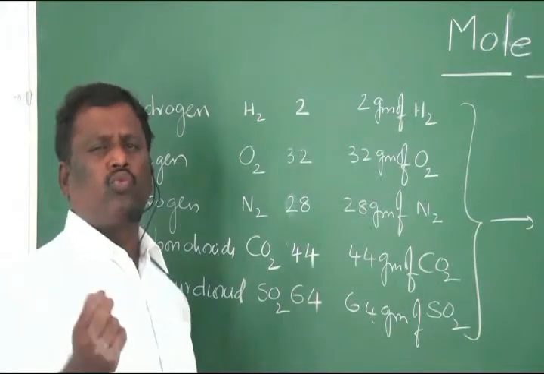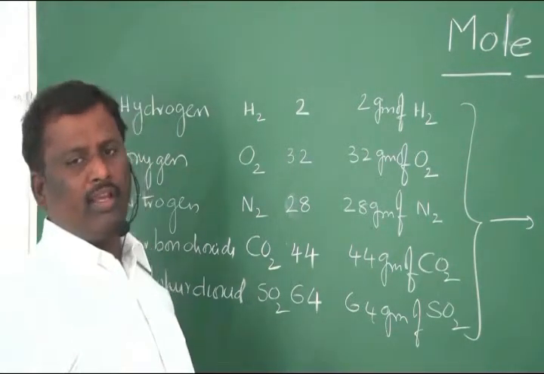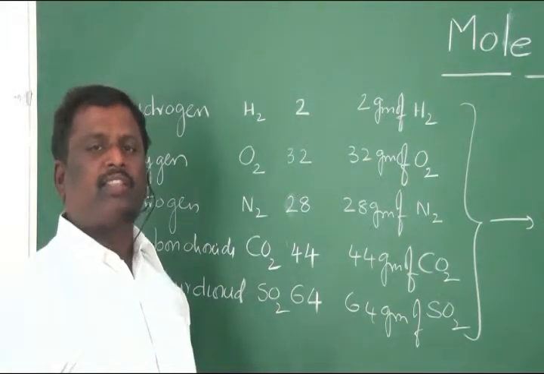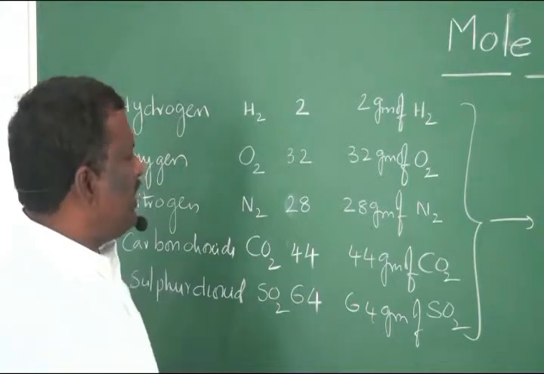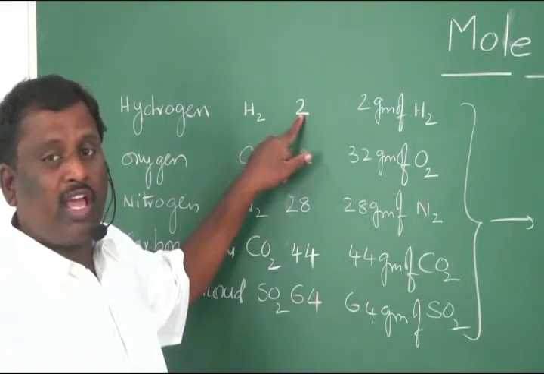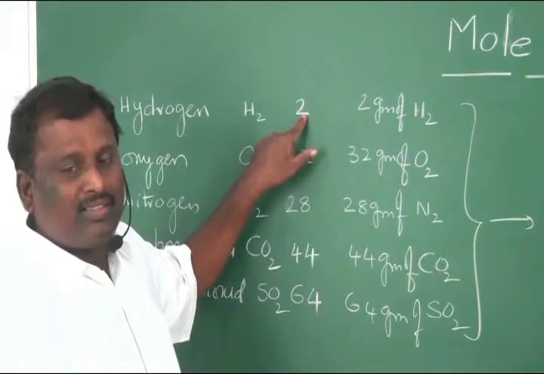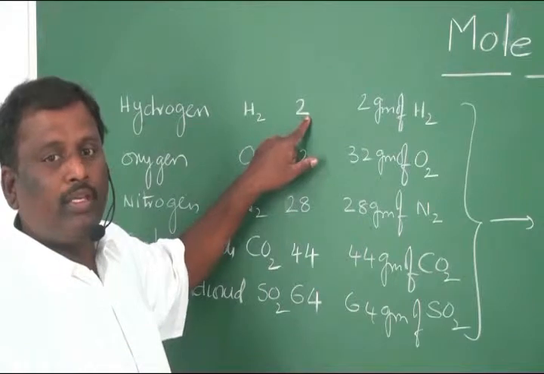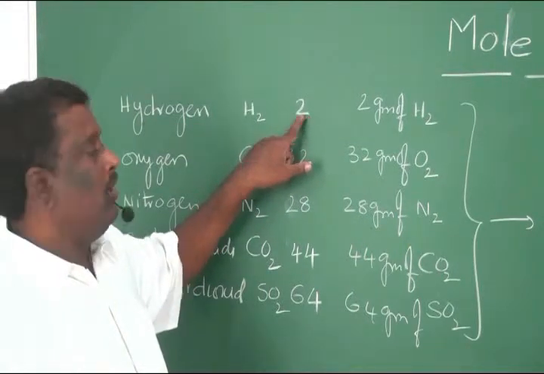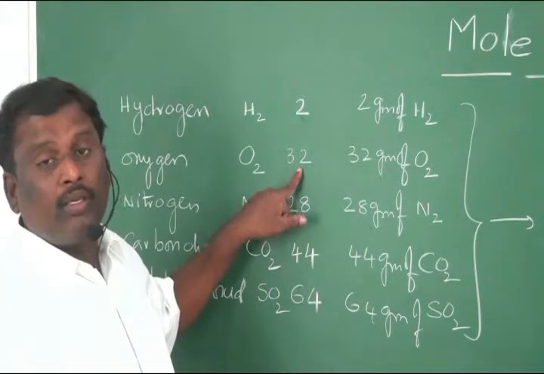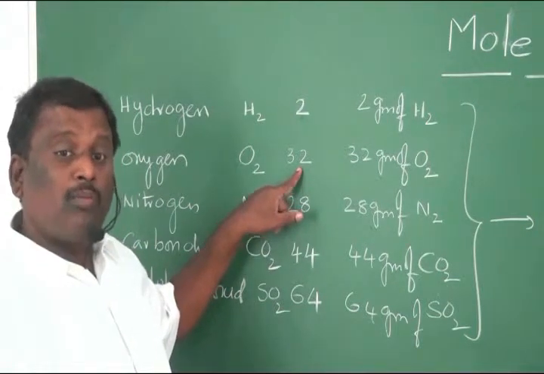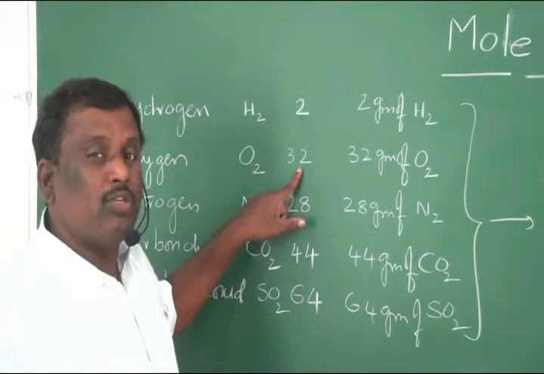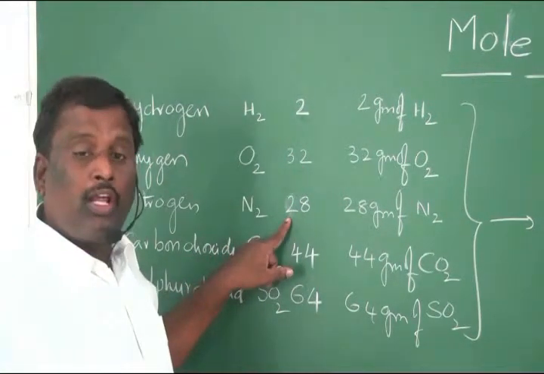The mass of a molecule is very small. That's why we have taken 1/12 of C12 isotope as one unit. That is said to be 1 AMU. So this H2 molecule is 2 times heavier than that mass, 1/12 of C12 isotope. So 2 is said to be the molecular weight of hydrogen. 32 is the molecular weight of oxygen, because the oxygen molecule is 32 times heavier than 1 AMU, which is a basic unit. Nitrogen molecular weight is 28.